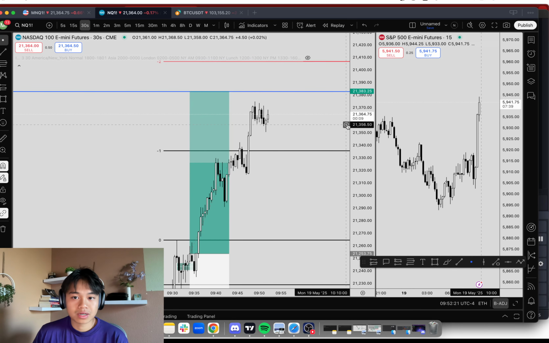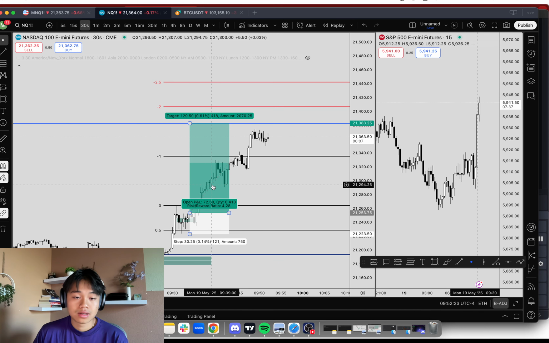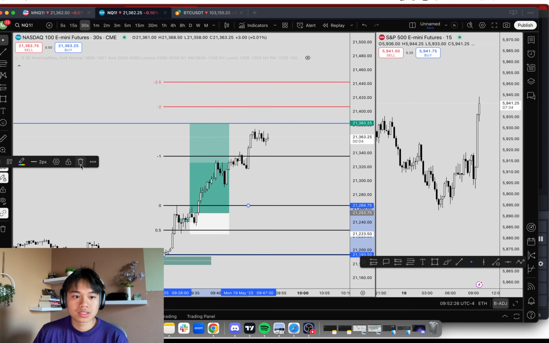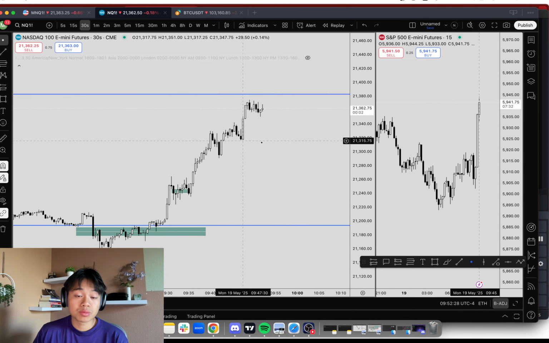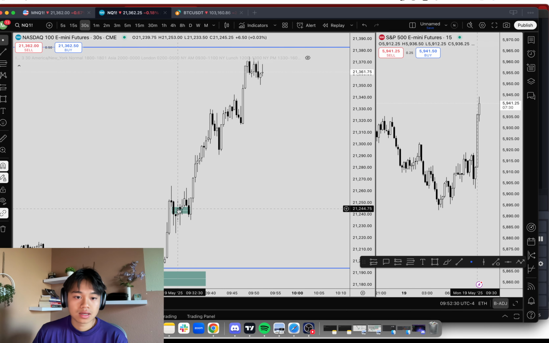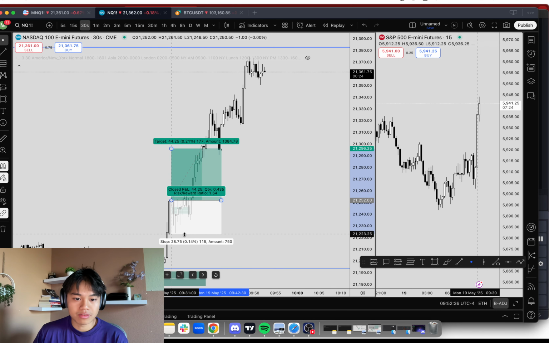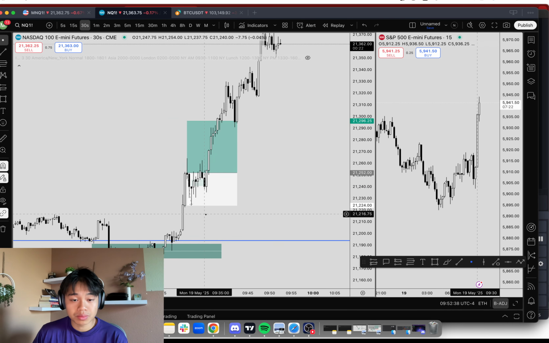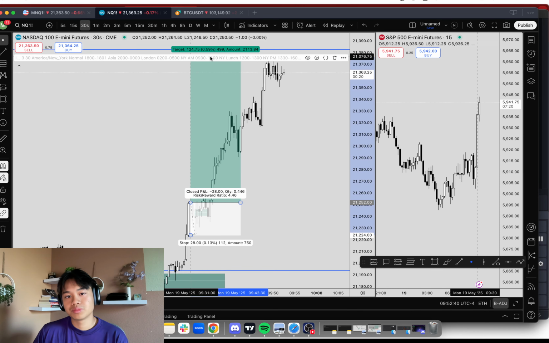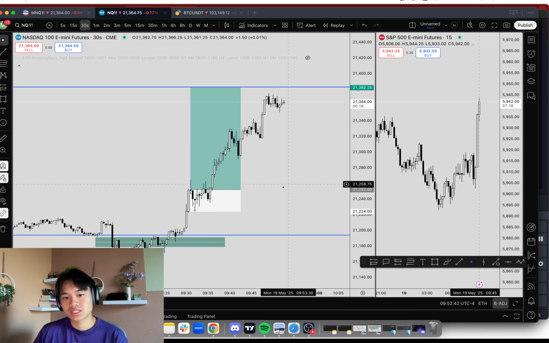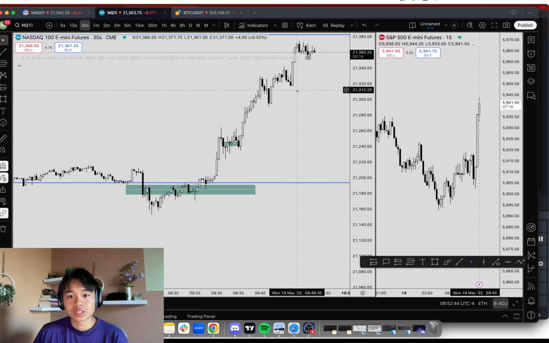Where if I get stopped out sometimes, it's not necessarily because my bias is wrong. It's because the actual mechanical trade idea is wrong. Whereas it should be more so like if my bias is wrong, then we should sweep this low. But if it's not wrong, then there should be no reason to sweep this low. So it makes me a lot safer in terms of the stop loss placement.